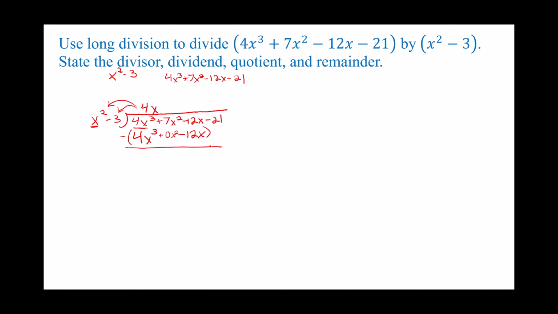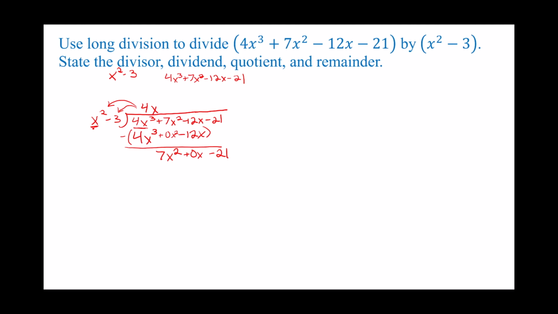Then I'm going to subtract. Remember, in long division, we subtract. So we have 4x cubed minus 4x cubed is 0. 7x squared minus 0x squared is 7x squared. And negative 12x minus a negative 12x becomes negative 12x plus 12x, which is 0. And then I'm going to bring down the next part. So bring down whatever the next term is. In this case, it's negative 21.